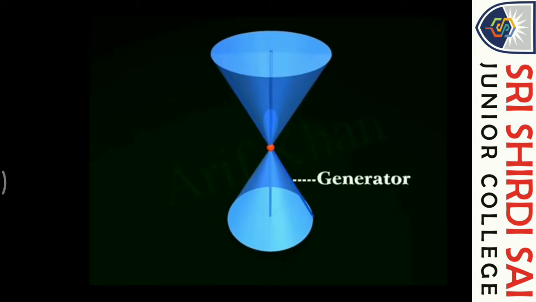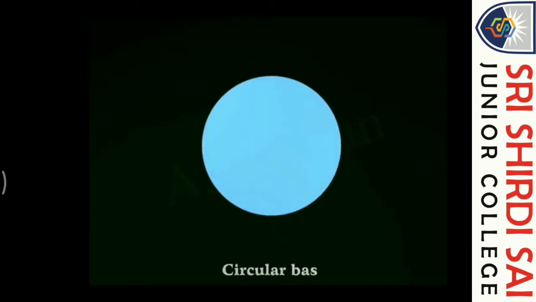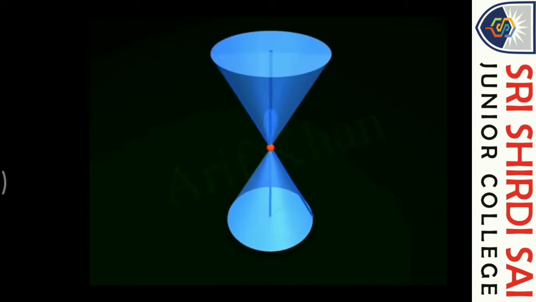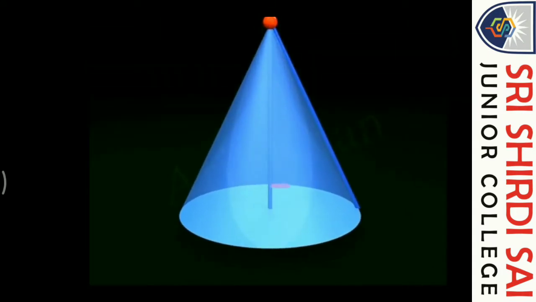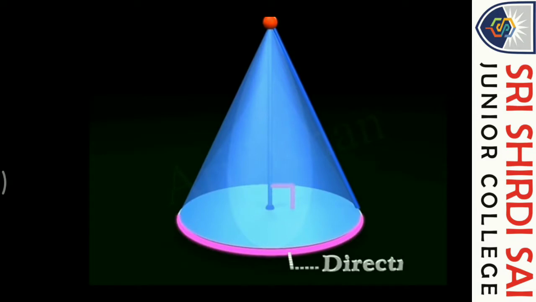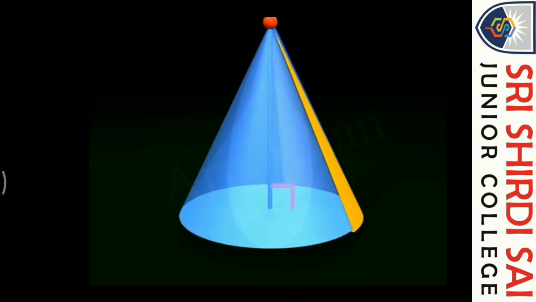The line that rotates about the vertex is called the generator, and the line that remains fixed is called the axis. The right circular cone has a circular base and its axis is always the perpendicular line from the center of the base to the vertex. The perimeter of the base is called the directrix.